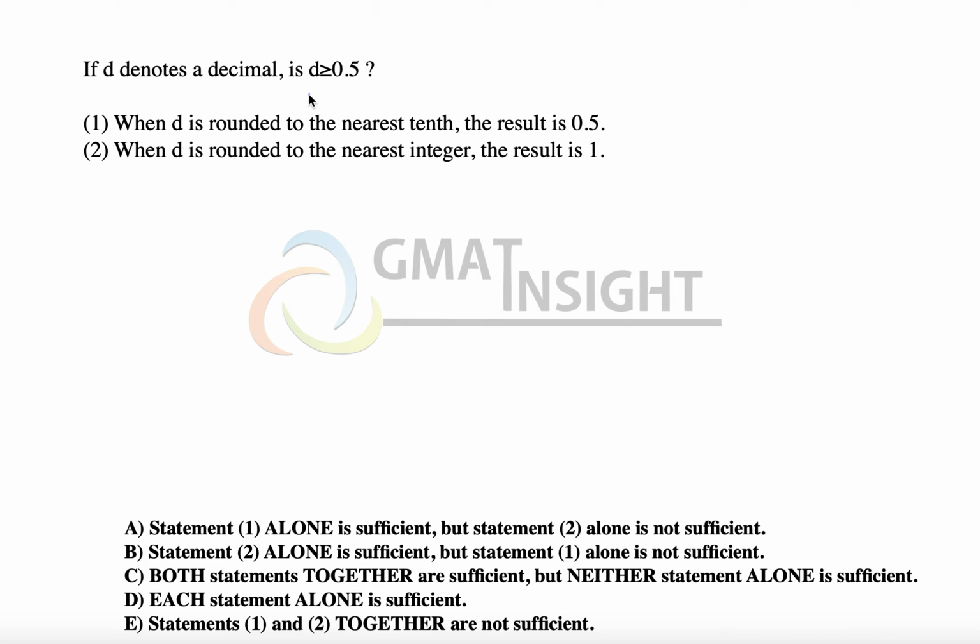If d denotes a decimal, is d greater than or equal to 0.5? The answer to the question is to be given in this form of either yes or no. The first statement says that when d is rounded to the nearest tenth.